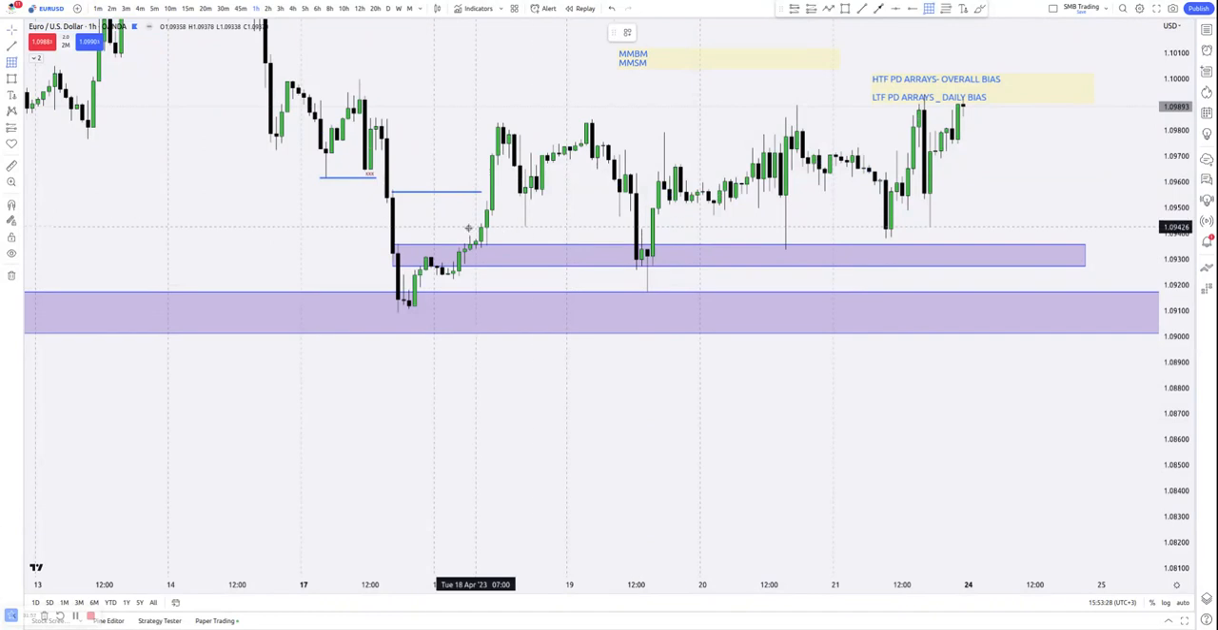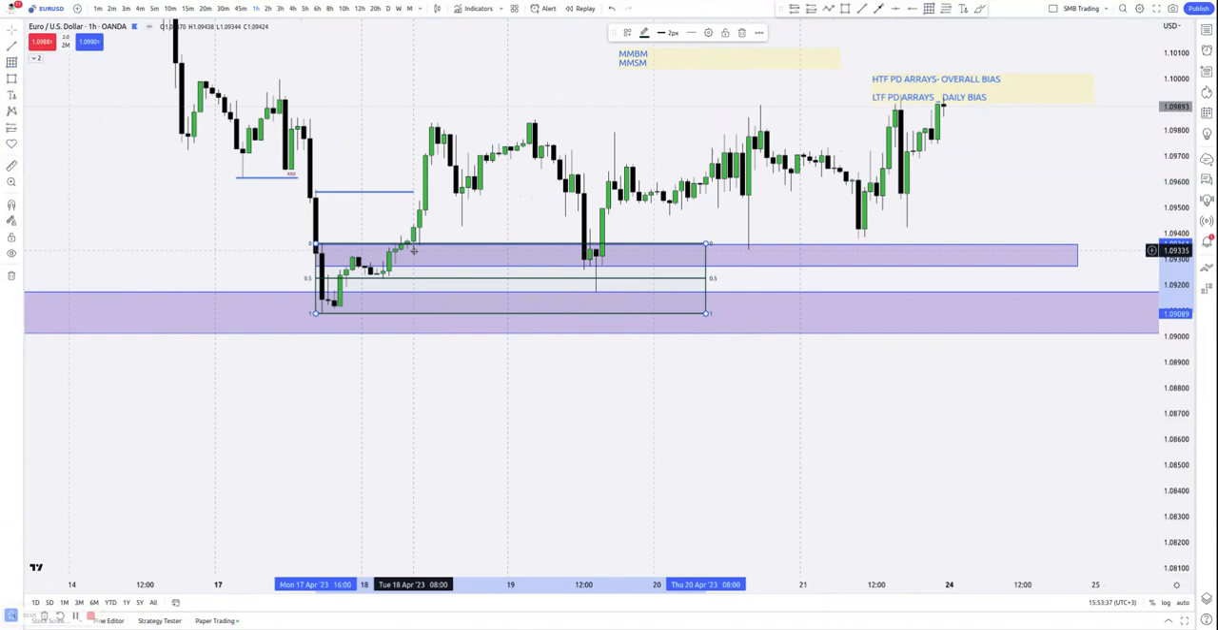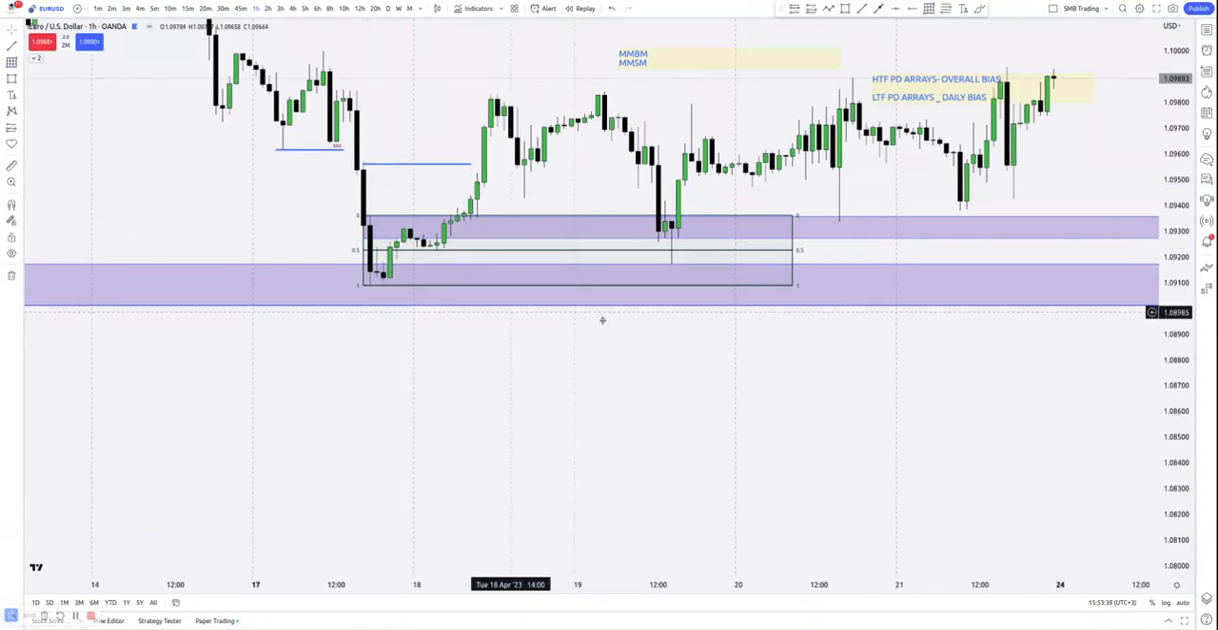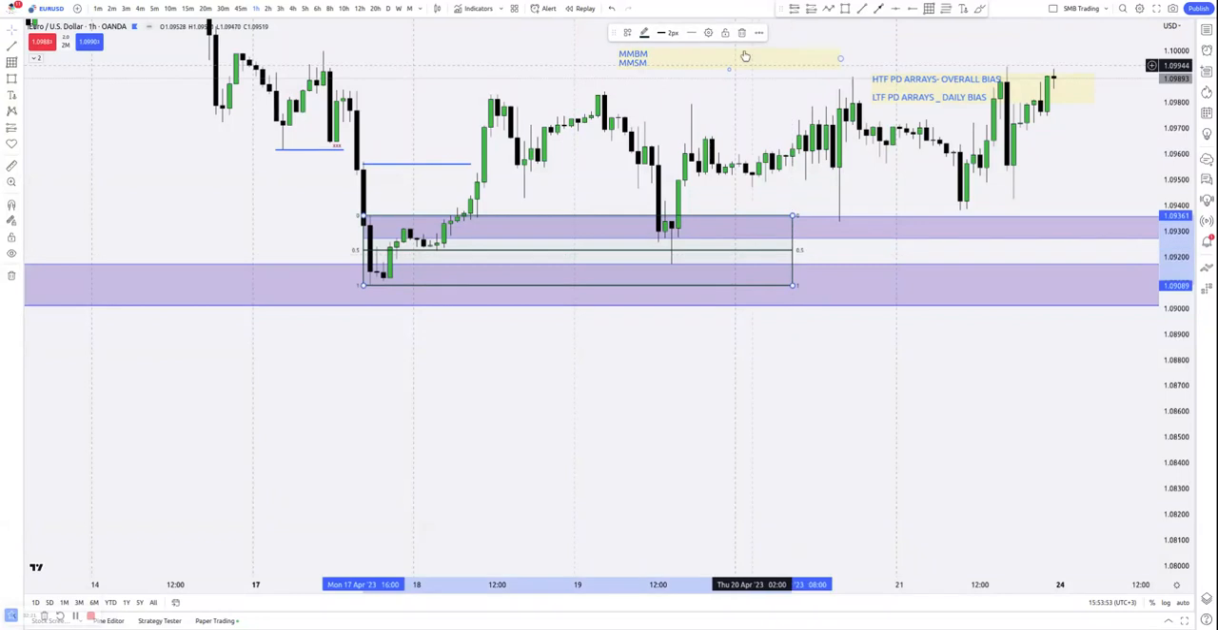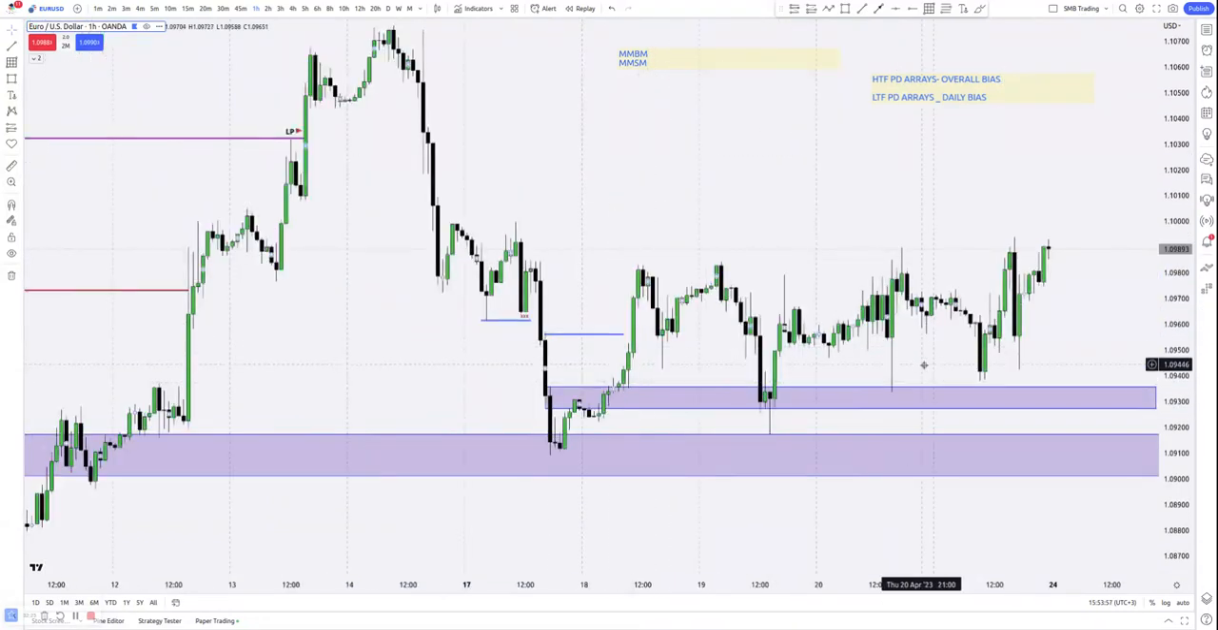And another thing, you can also use the high to the low and use the equilibrium, the 50% of this candle. You see? Right here. And you can go ahead and add the 62% if you want, 50 to 62%. It's okay as well. You see? And now, bullish price.